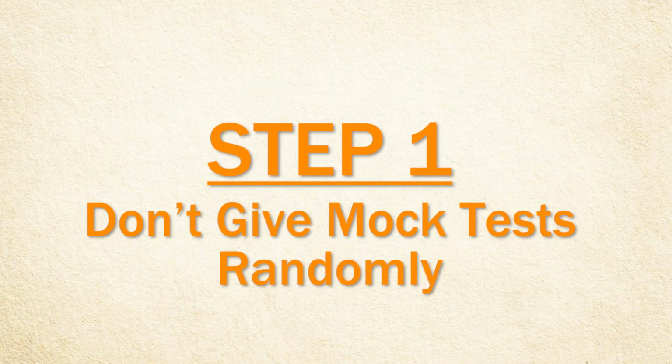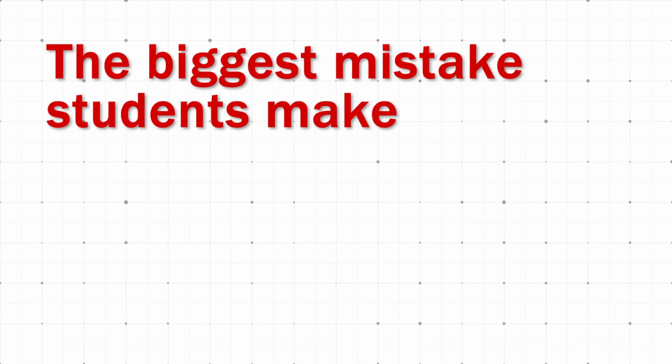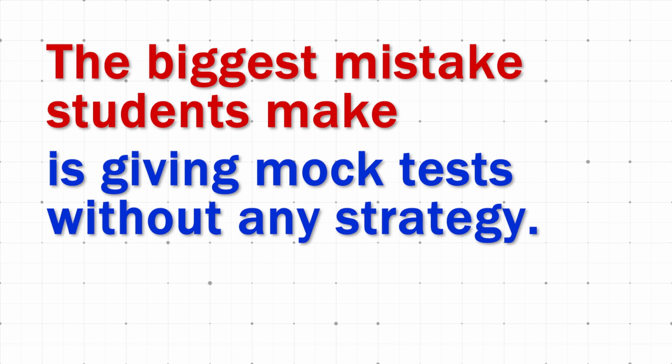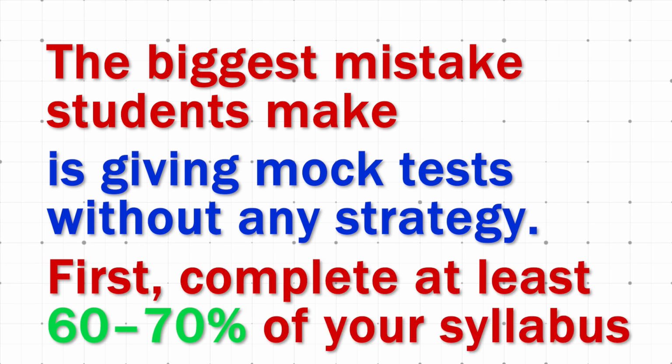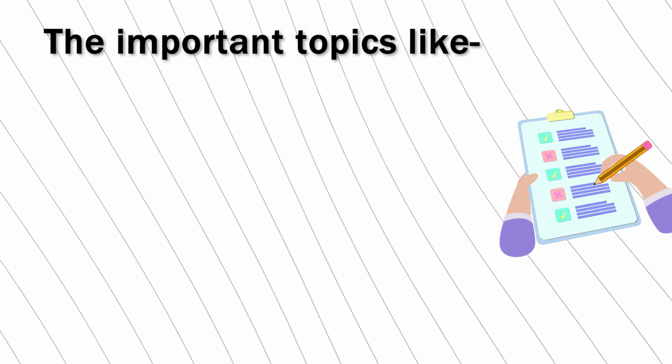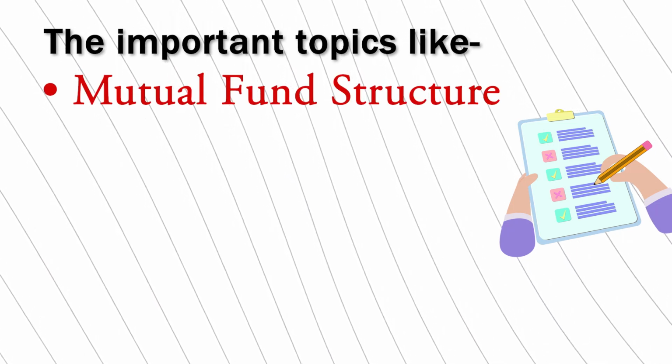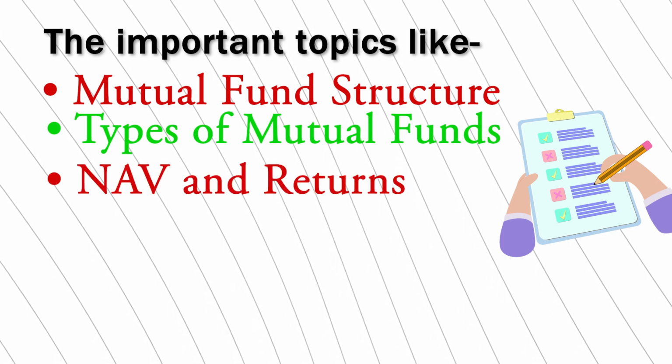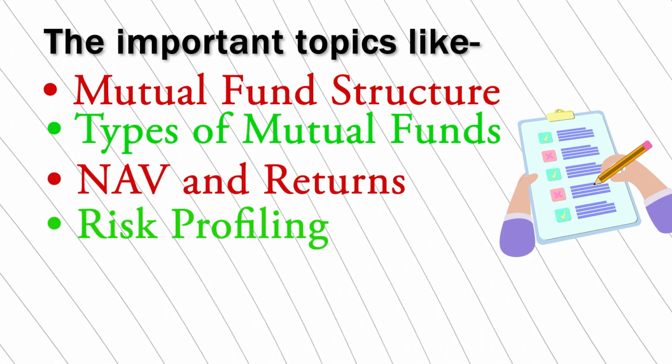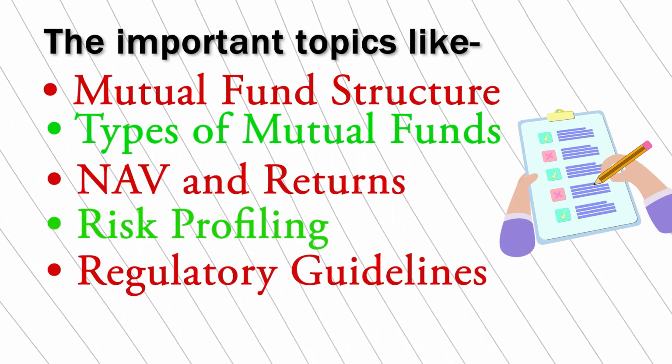Step 1. Don't give mock tests randomly. The biggest mistake students make is giving mock tests without any strategy. First, complete at least 60 to 70% of your syllabus. The important topics like mutual fund structure, types of mutual funds, NAV and returns, risk profiling, regulatory guidelines.